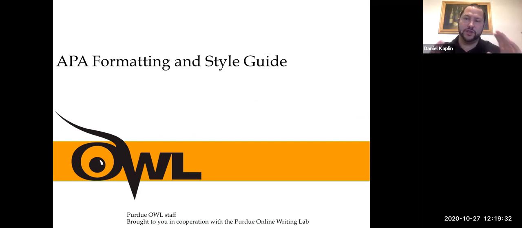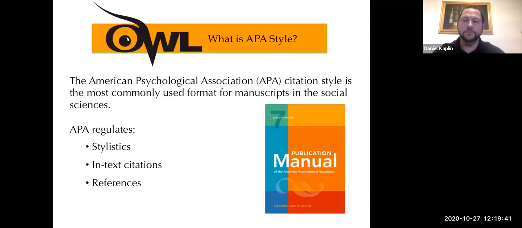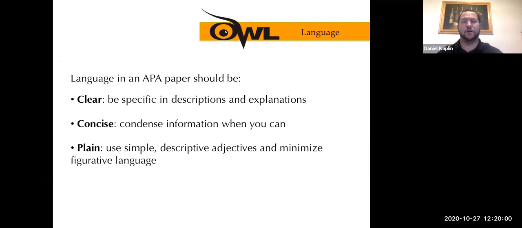So I'm just going to cover general principles and then encourage you to get the APA manual as a reference guide. So this is what the APA 7th edition looks like. You can see a picture of the manual on the right. It regulates style and form, how you write within the body of the text, how you do in-text citations, and how you cover references. So there are three overarching principles in how you write any APA style paper.